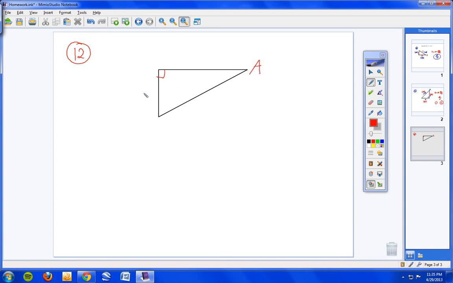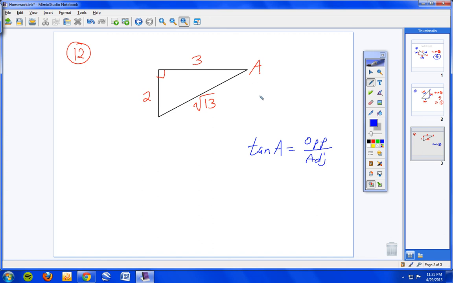Notice I don't really care about the other angles. I mean, if we're finding the tangent of A, that's all I really care about. And of course the sides. So they want us to find the tangent of A. How do you find the tangent of any angle? What's the formula we learned? Whenever it's tangent, opposite over adjacent.